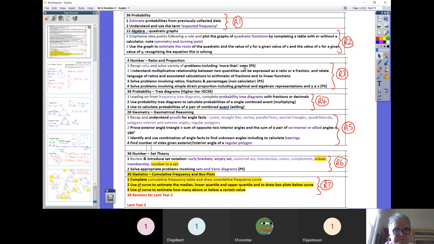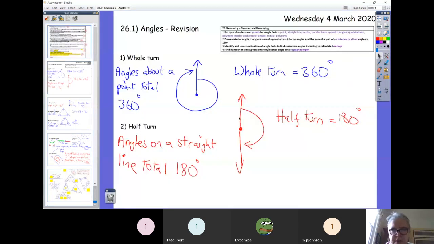So, as you remember, if you turn all the way around, angles about a point add up to 360 degrees. That's a whole turn. And obviously going halfway round, which generates a straight line, that's a half turn. So that's why angles on a straight line total 180. And then on a similar vein, if you're doing a quarter turn, that generates a right angle. So that's why 90 degrees in a right angle.